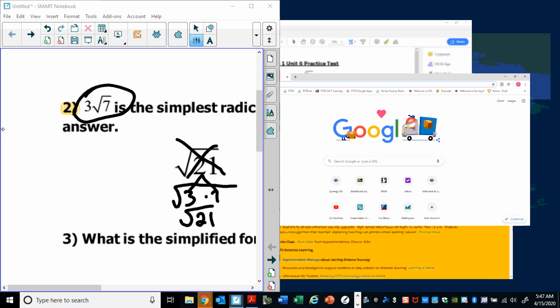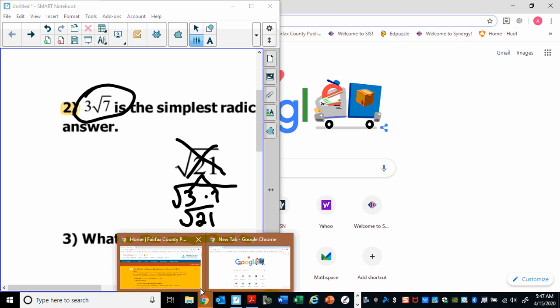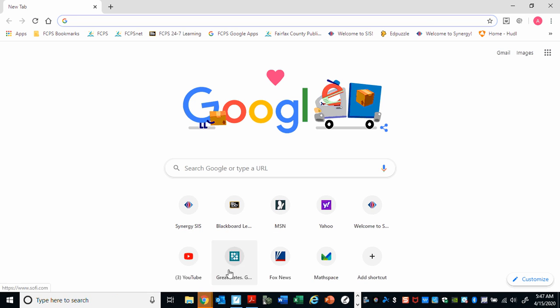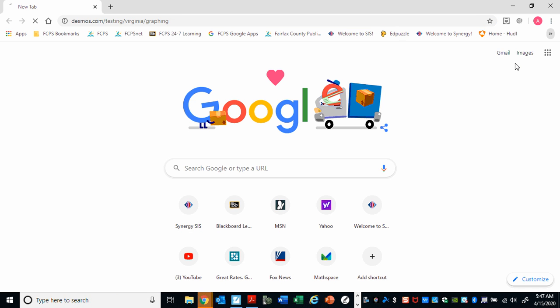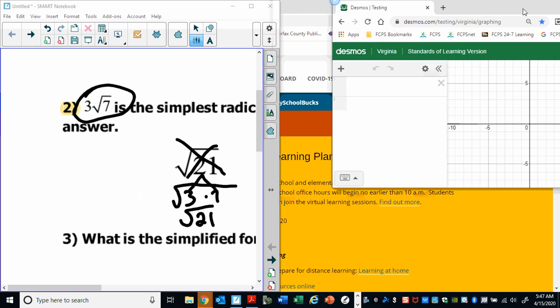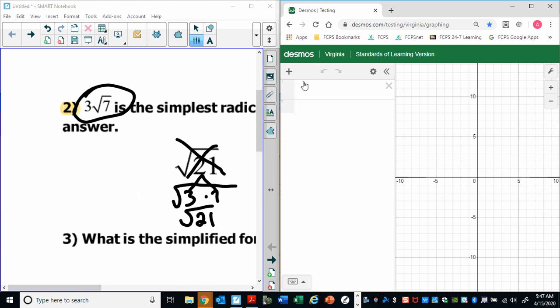All right, let's see if my Desmos is ready to work. If I bring this over, bang, bring it over. Let's go Desmos. I think I have it right there. Yes. Now I have these side by side.